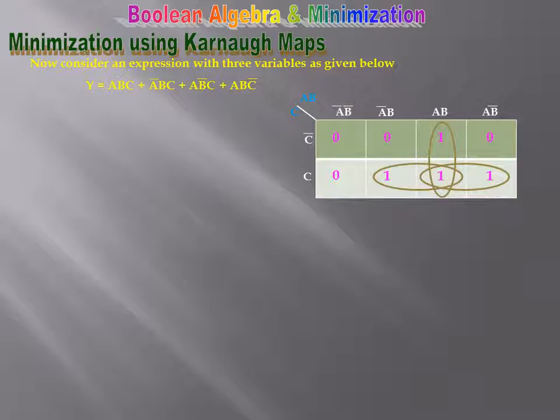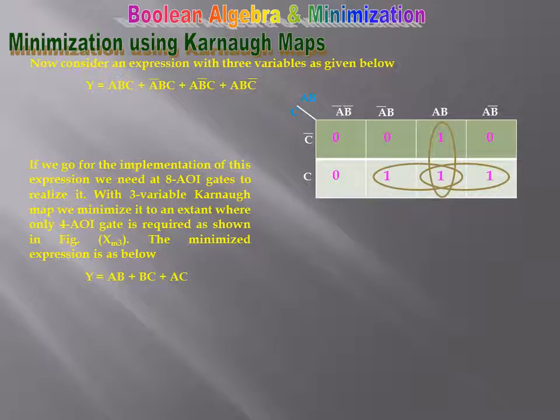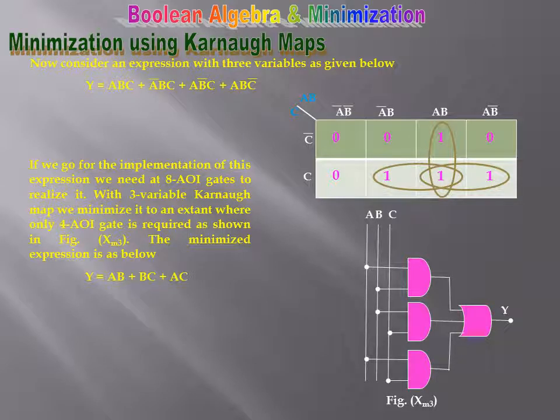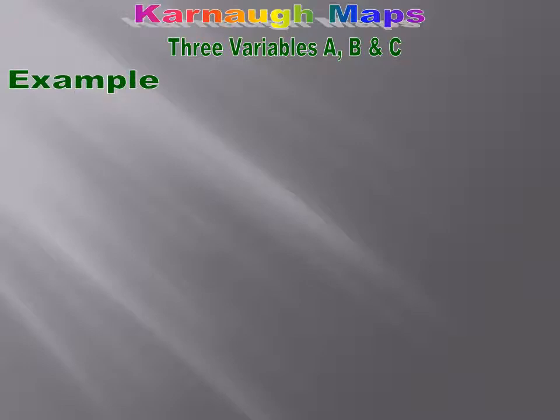So the solution of this expression is y equal to AB or BC or AC, and then we can implement it with a simple circuit. This is the circuit. So we can move forward from this and have another example of 3 variables.